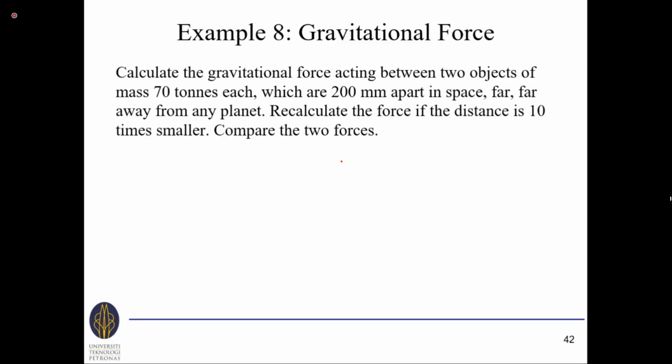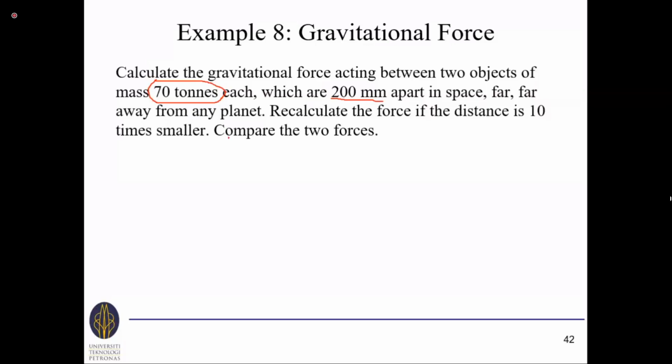Okay, so we have the question like this. Calculate the gravitational force acting between two objects of mass 70 tons each. Since tons is not our SI unit, what is the conversion? Anybody knows? 1,000, right? 1,000 kg equals 1 ton, and the distance between them is 200 millimeters apart.